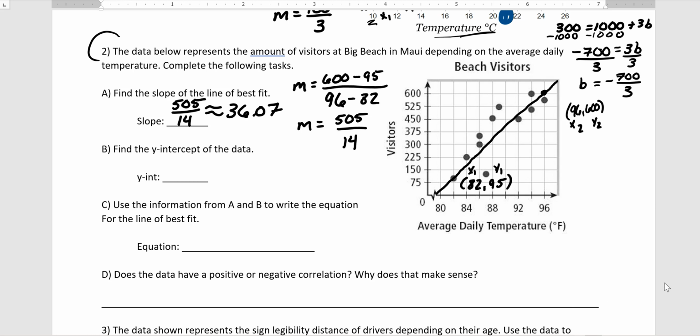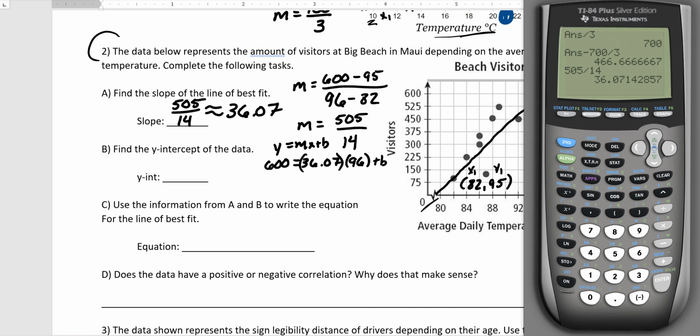Okay. Find the y-intercept of the data. Ooh. All right. Well, this is one where I actually might use that decimal here. Notice graphically we have a huge break in this graph, 0 to 80, so we really can't guess it based on the graph that we have. All right. So finding our y-intercept, we can plug in a point. Let's use y equals mx plus b. Let's use this point that was really close to our graph, 96, 600. So we'd say y, 600, equals m, 36.07, times 96, and then plus b.